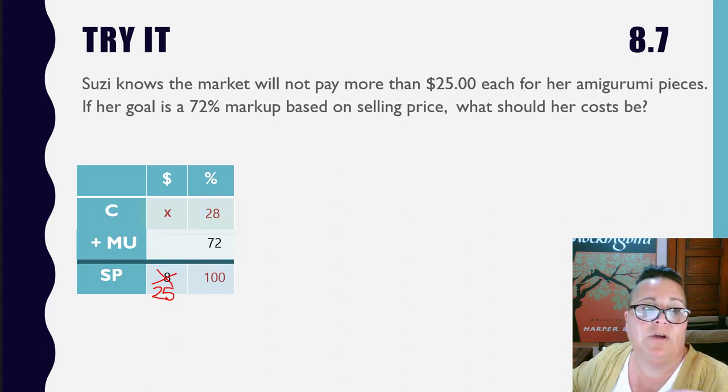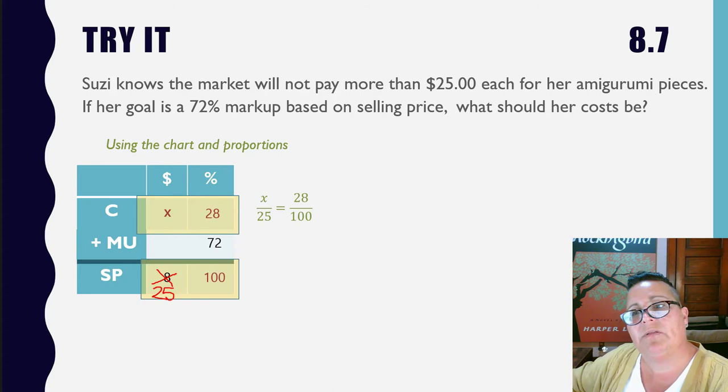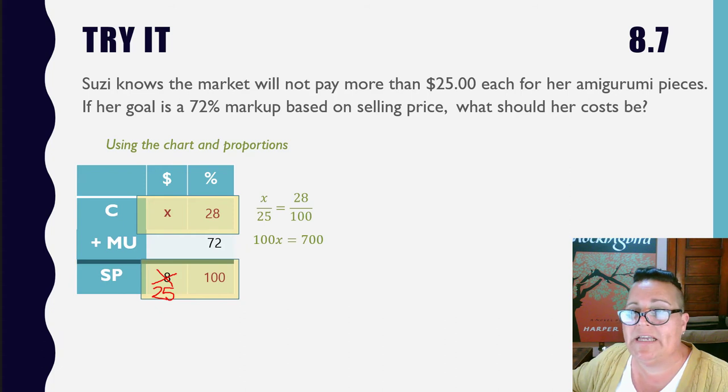Using the first row and the last row, I can set up a proportion that says X over 25 is 28 over 100. Good. I fixed the 28 in one place, but not in the other. So I should have X over 25 is 28 over 100. When I cross multiply, I will have X times 100 and 25 times 28. So 100X is equal to 700, which means my X value has to be 7.